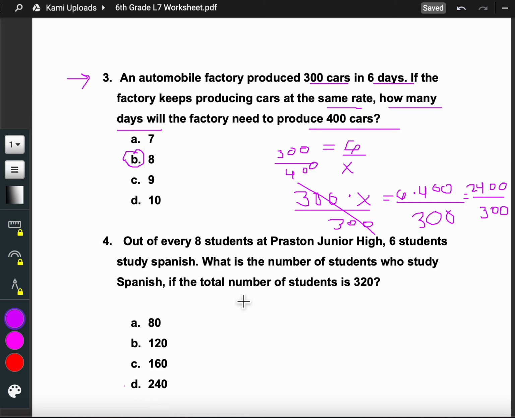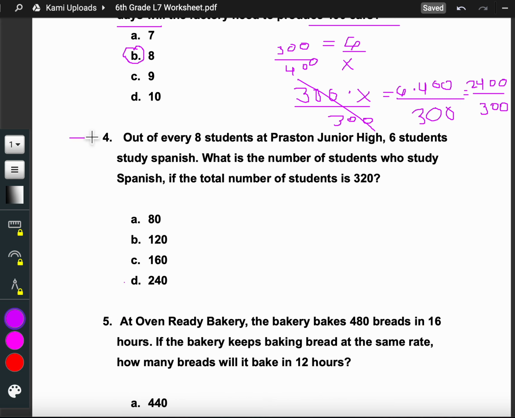Okay, let's look at number 4. Out of every 8 students at Preston Junior High, 6 students study Spanish. So what is the number of students who study Spanish if the total number is 320? So we have 6 out of 8 students that study Spanish, and we want to know how many study Spanish if the total number of students is 320. So this is how you should write it out. 6/8 of 320. And the "of" basically means you're multiplying. So let's multiply.